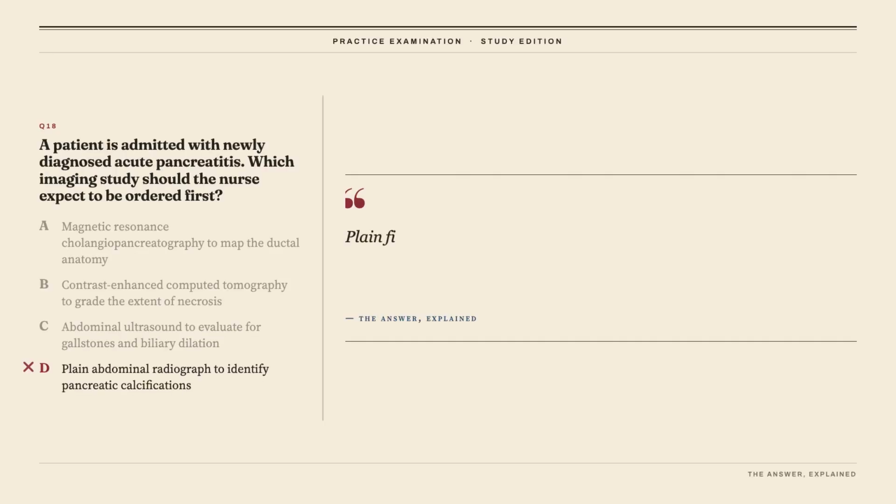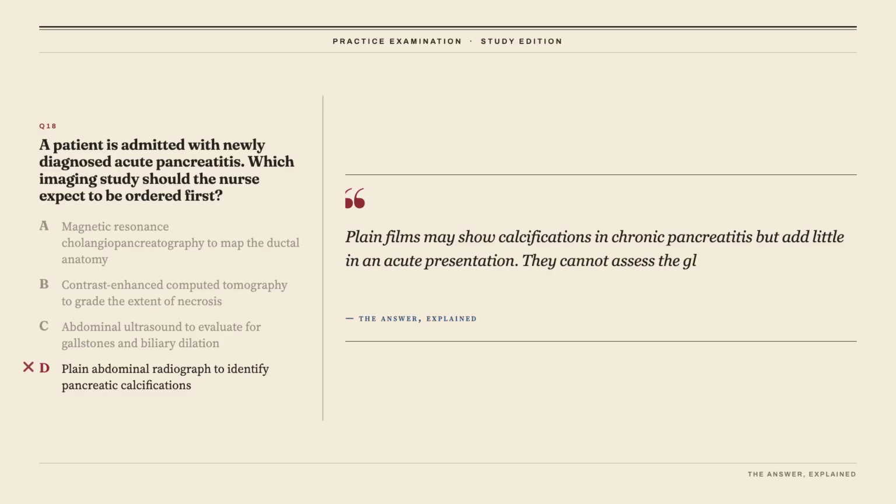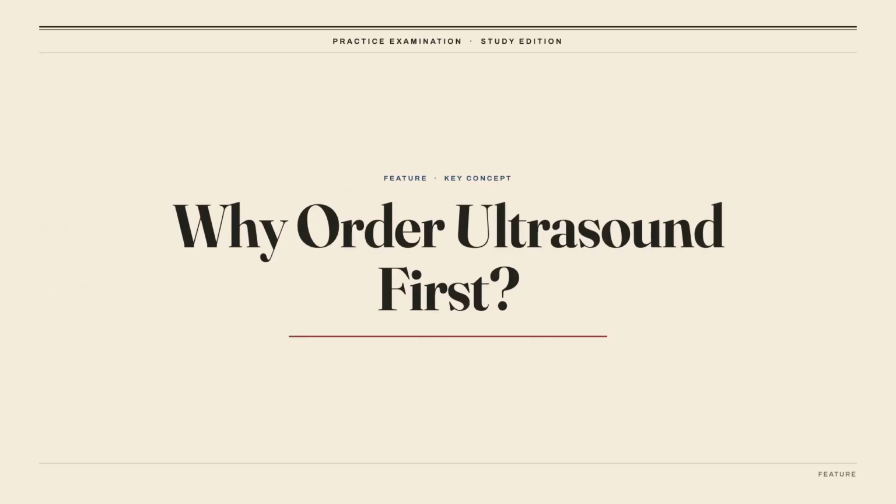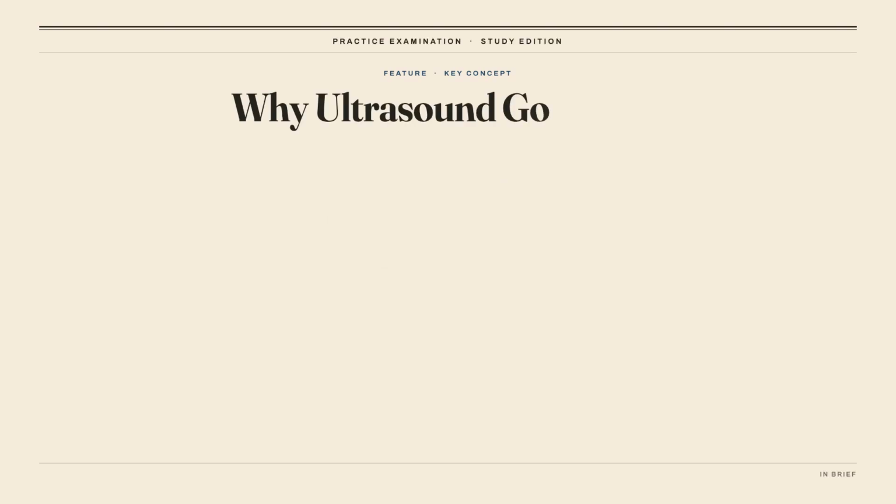D is wrong because plain films may show calcifications in chronic pancreatitis, but add little in an acute presentation. They cannot assess the gland or reliably detect gallstones. In acute pancreatitis, the first imaging study ordered is not even a picture of the pancreas. That surprises a lot of students, but it reflects exactly how good clinical reasoning works.